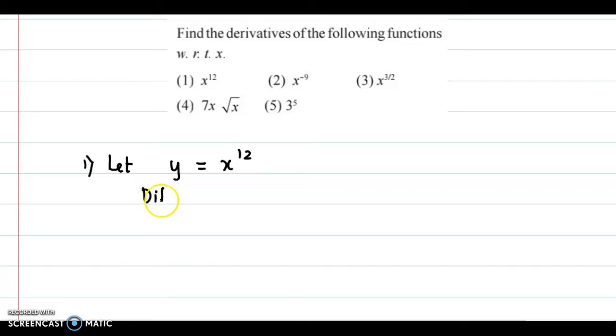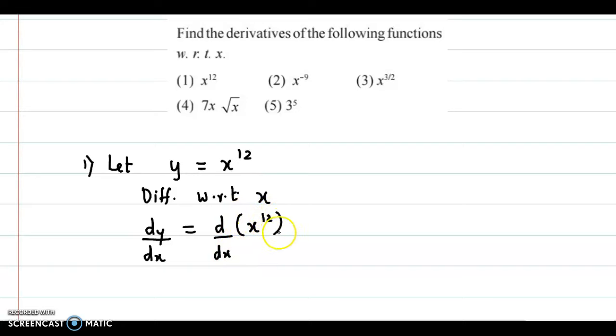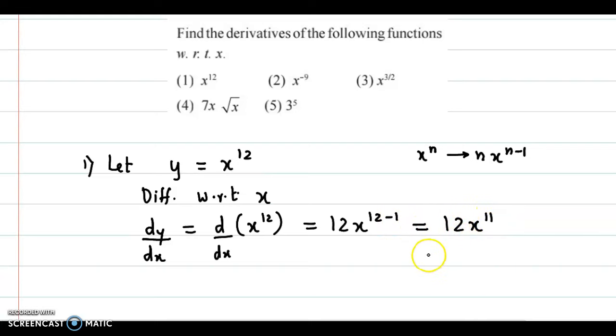Now if we differentiate with respect to x, we get dy by dx is equal to the derivative of x raised to 12. This is of the form x raised to n, and we know that the derivative of x raised to n is n times x raised to n minus 1. So the derivative of x raised to 12 would be 12 times x raised to 12 minus 1, which is equal to 12 times x raised to 11.